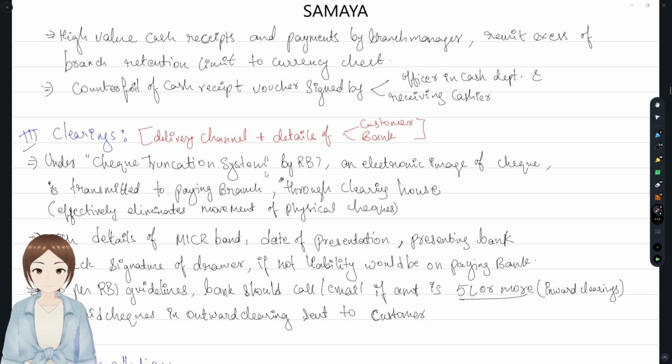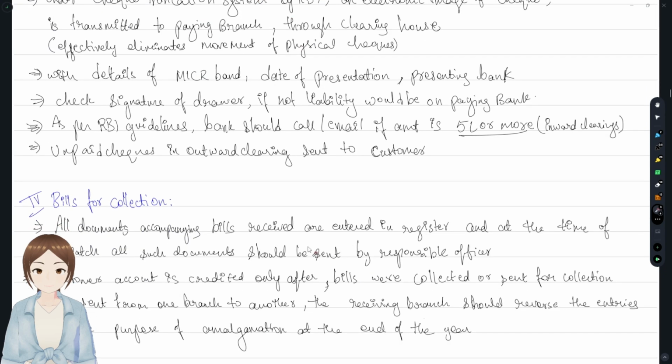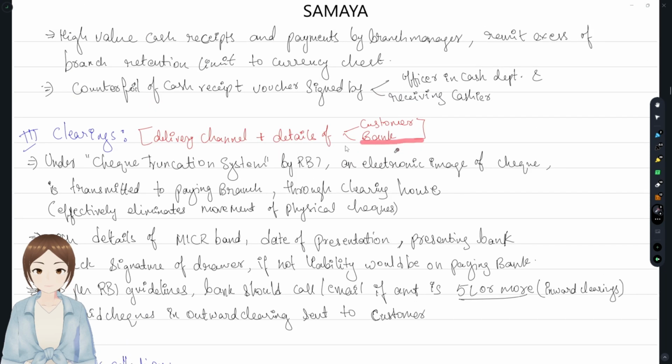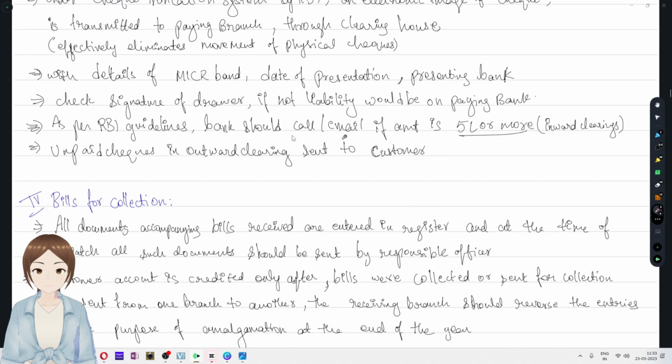Under the check truncation system by RBI, there should be an electronic image of the check transmitted from the paying bank to the clearing house. What all should it contain? It should contain details of the customer and the bank. You have to have the details of the MICR, that is a barcode, the date of presentation and the presenting bank details. And with regard to the customer, the details of the signature. If the paying bank does not check the signature of the drawer, the liability would be on the paying bank. If the amount is 5 lakhs or more, the bank has to give a call or a mail, and unpaid checks in outward clearing are sent to the customer.